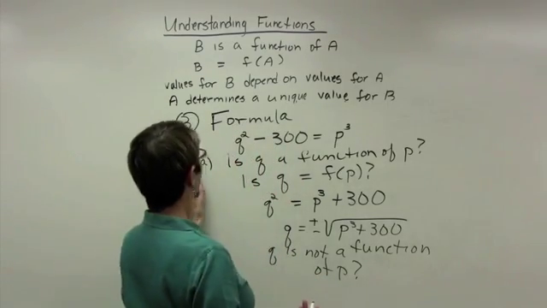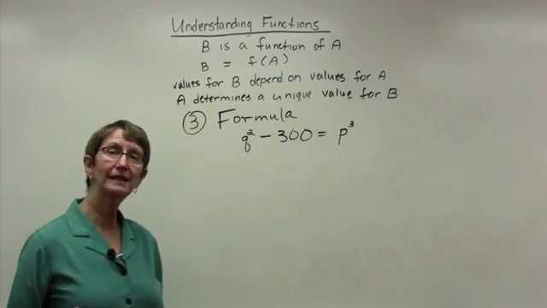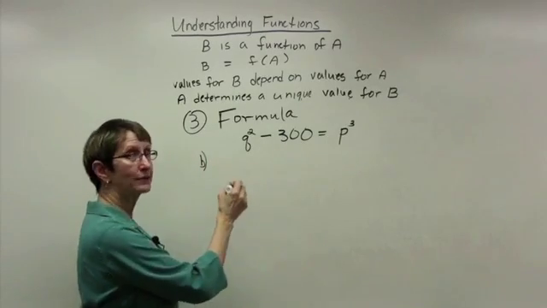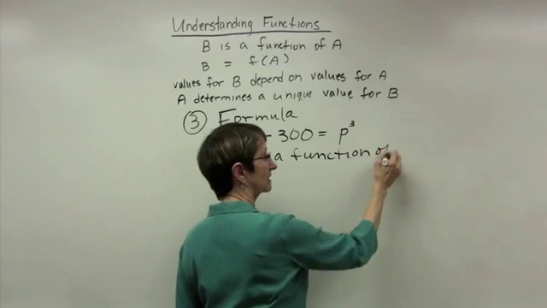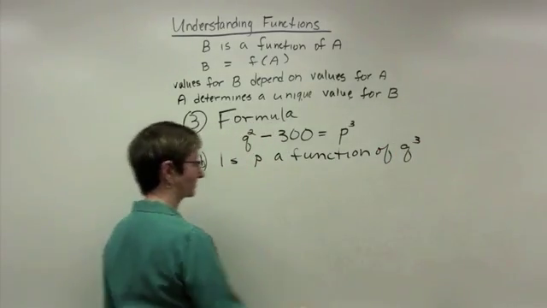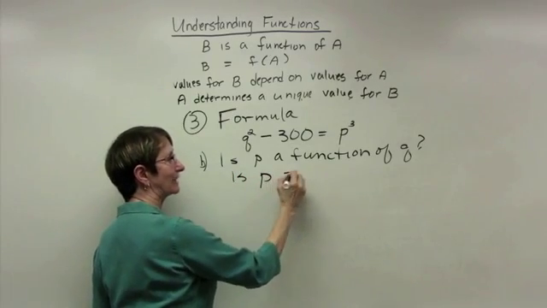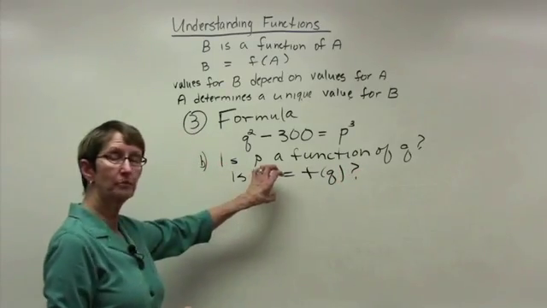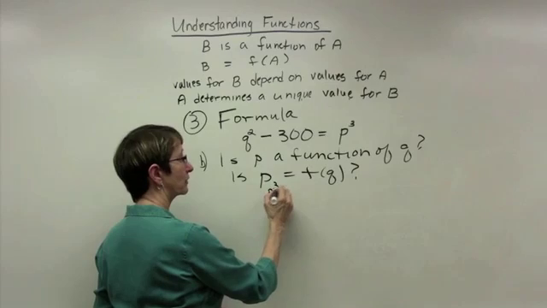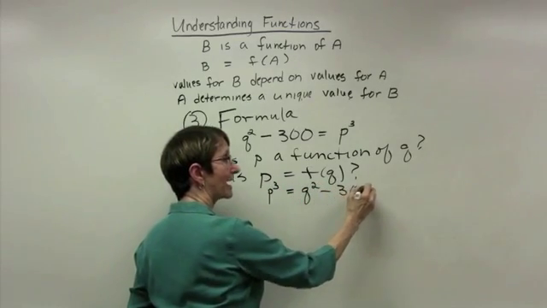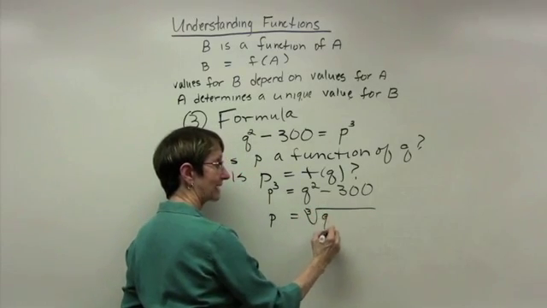Let's turn this around now and look at the same function. So now let's look at this from the other direction and try to determine, is P a function of Q? This time I want to know, is P equal to F of Q? So I need to solve for P on one side of the equation. And this time I'm going to flip it and write it this way first. P to the third equals Q squared minus 300. So to solve for P, I just need to take the cube root of that side.